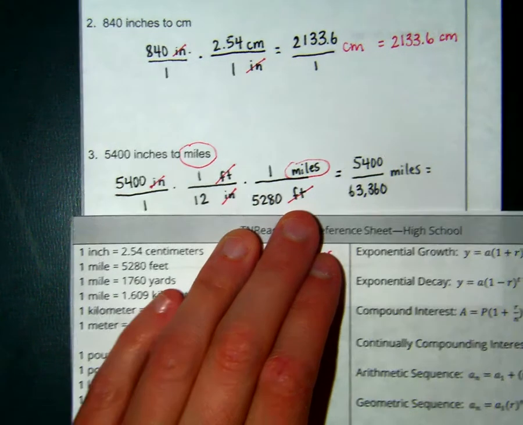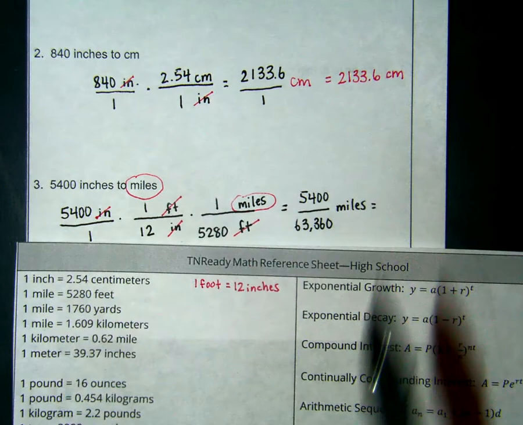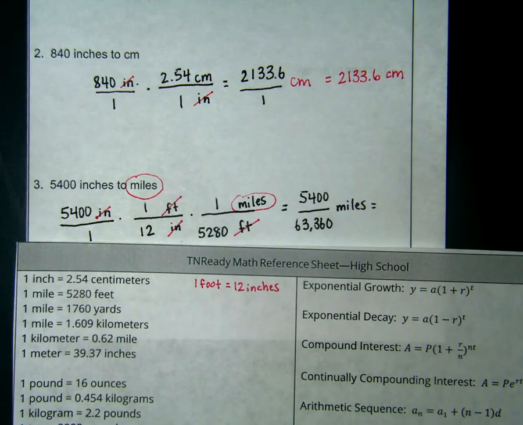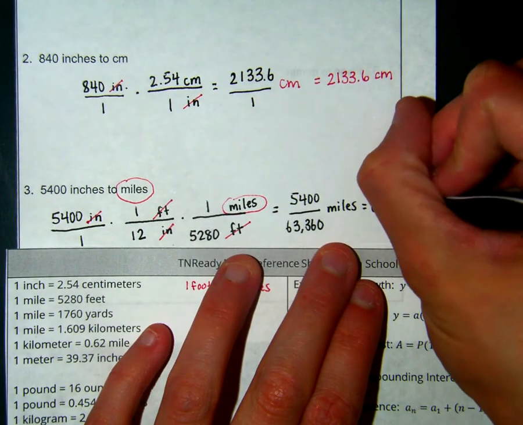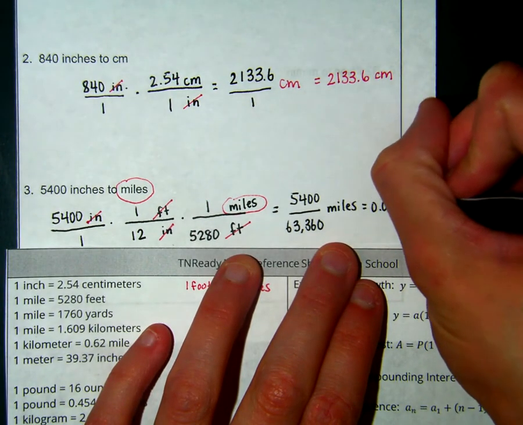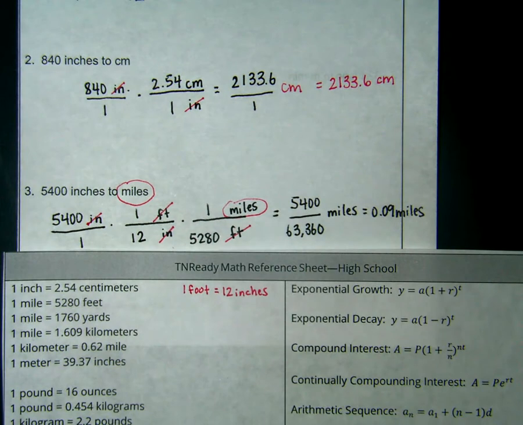Now I'm going to divide and round to 2 decimal places. Notice here I rounded to 1, because that's what they gave me. They being the calculator. I get 0.09 miles.